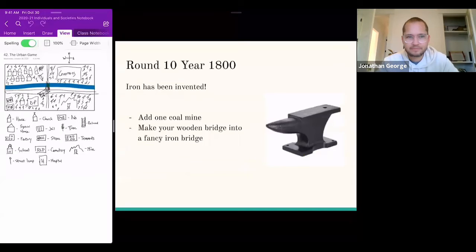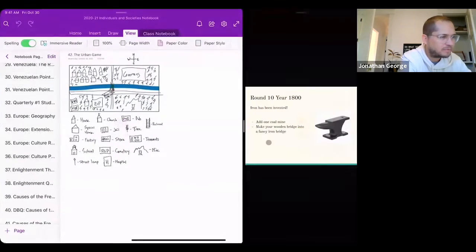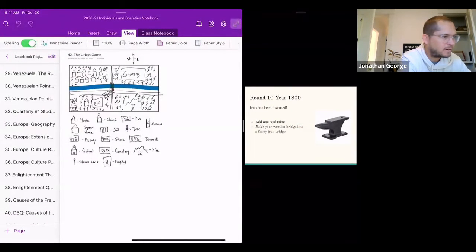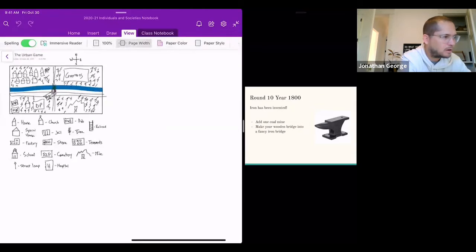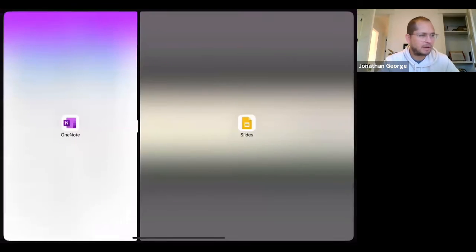All right, let's go. We're gonna do this quick. Round 10, iron is invented. Add 1 coal mine. Again, if you look in here, right? Coal mines right here. There's a coal mine. Add a coal mine, please. Because now you're like mining metal and iron and using that. And you can make your wooden bridge now an iron bridge. Okay? A little bit fancier.